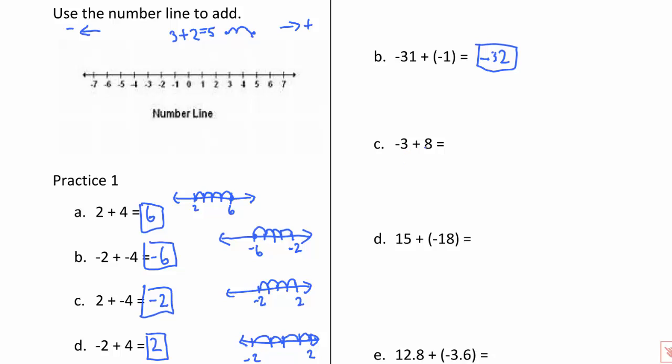Now let's look at C. Negative 3 plus 8. Notice that I have a negative plus a positive. They're different signs, so we're going to subtract. The larger of these two is 8, the smaller is 3, so it's 8 minus 3. What is 8 minus 3? 5. Now notice that 8 here is the larger of the two, and it's positive, so this number should also be positive. So negative 3 plus 8 is 5.